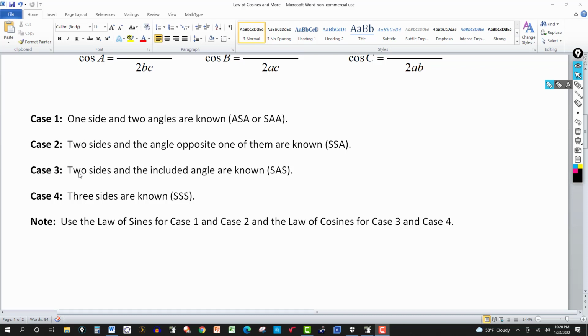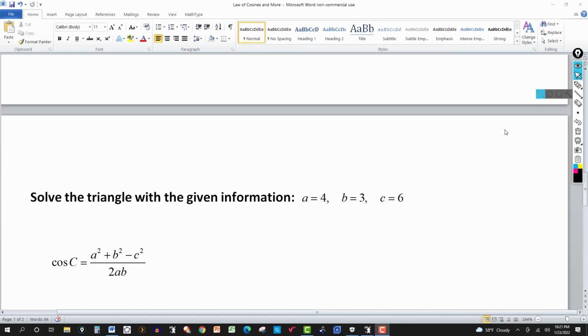Case 3: you're given two sides and the included angle. Case 4: you're given all three sides of the triangle. In that case, we have to find the measure of the angles. For cases 3 and 4, again, you'll be using the law of cosines. For 1 and 2, it's the law of sines. So let's look at the first triangle that I have here.